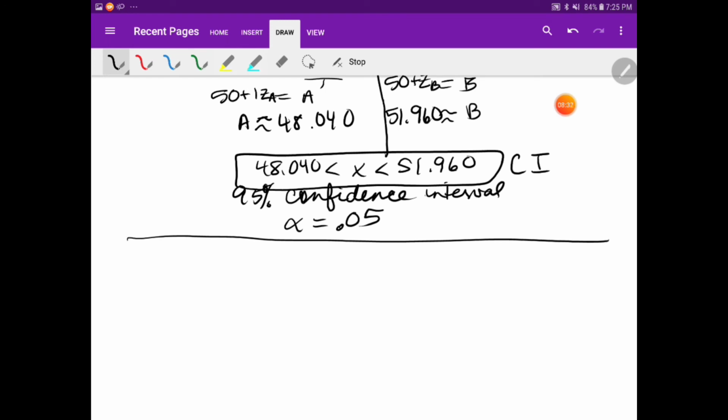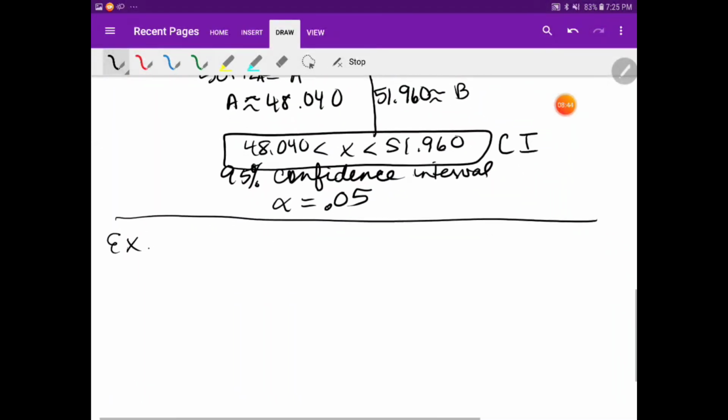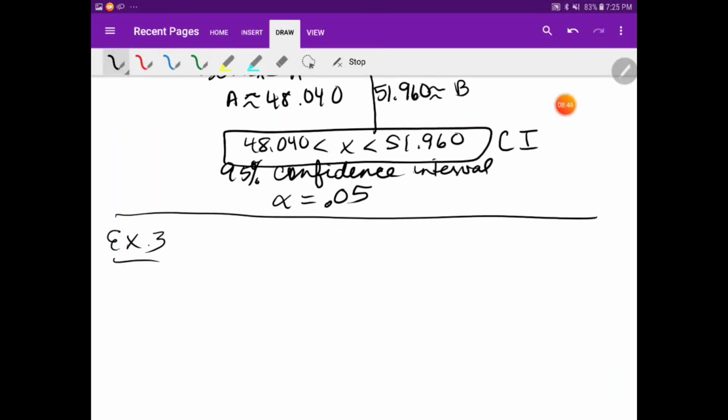Okay, so we're going to just do one more example. This one's more written in word form. So let's see, I'll try to do this one a little faster. What example are we on? Are we on example 3? Yeah, example 3. Okay, so example 3, we have mu equals 30, sigma equals 8, 96% confidence interval.